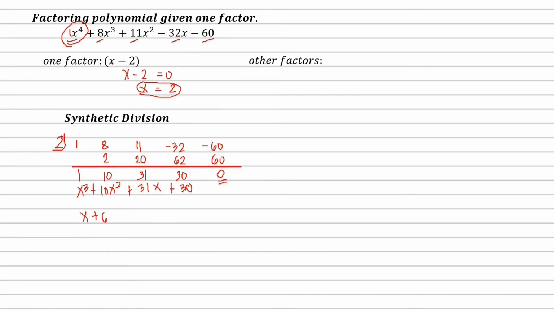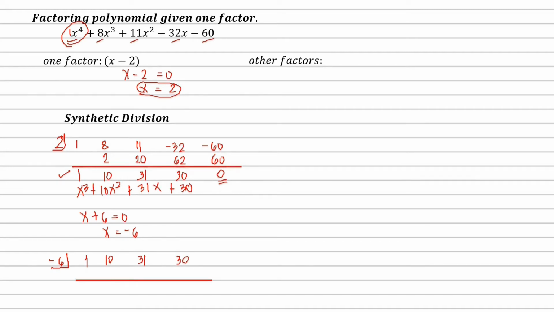Then, equate natin into 0 para ma-solve natin or makuha natin yung value ng x. Then the value of x here is negative 6. So ilagay lang natin dito, negative 6. Then kunin pa rin natin itong mga numbers na to, yung 1, 10, 31, and 30. So same arrangement pa rin dapat. 1, 10, 31, and 30.